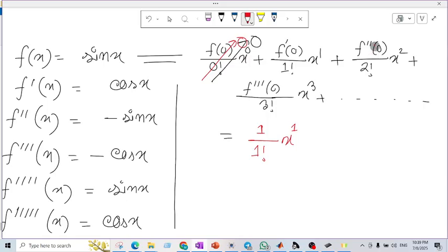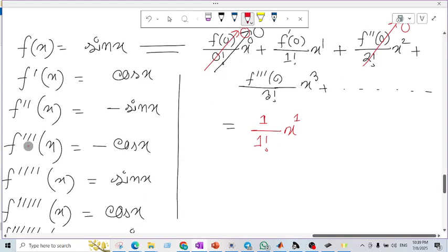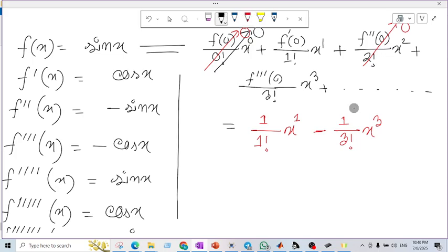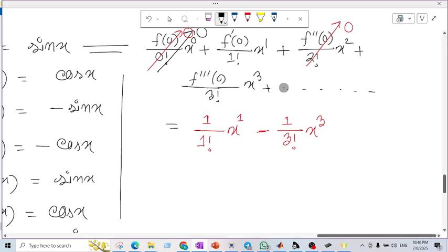Then f prime prime: if you take 0 here, this will be equal to 0, so this is also 0. Then triple prime is equal to minus cos x, and if you take 0 here, minus cos 0, that means this is minus 1. So minus 1 by 3 factorial x cubed. Let me work out some more terms so that you can understand the pattern.